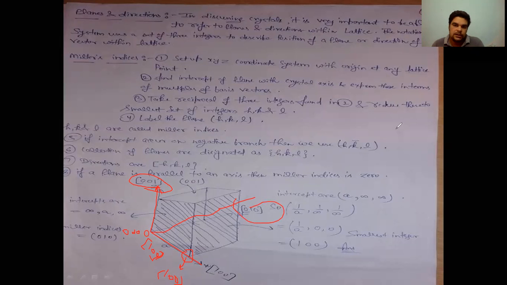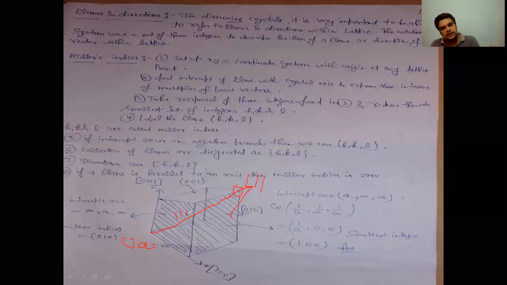Now, let me ask you one thing. What is the direction corresponding to the diagonal? The diagonal will come out like this. What is the coordinate here? That will be 1, 1, 1. Now what is the coordinate here? That is 0, 0, 0. So what is the direction corresponding to this? That is [1, 1, 1], with the help of square brackets.